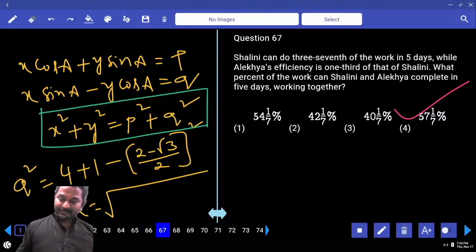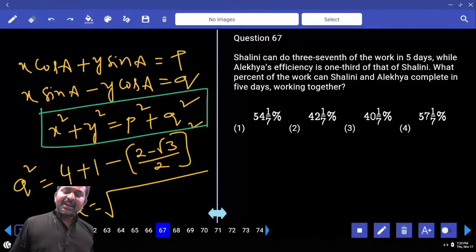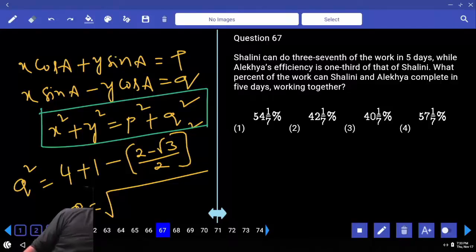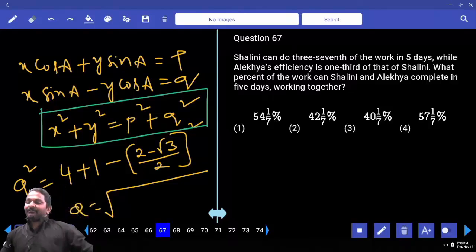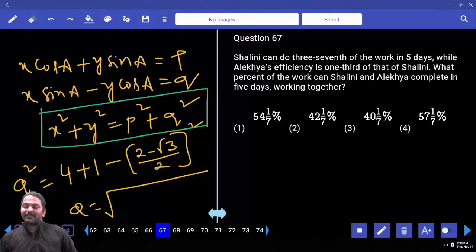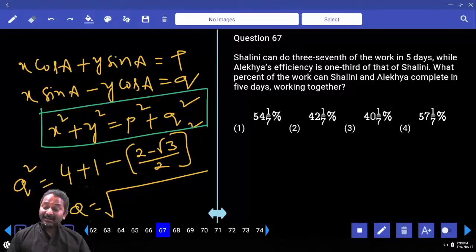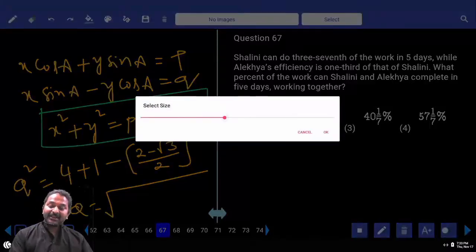Next. Shalini can do 3/7 of the work in 5 days, while Alekhya's efficiency is 1/3 of that of Shalini. What percent of the work can Shalini and Alekhya complete in 5 days working together?